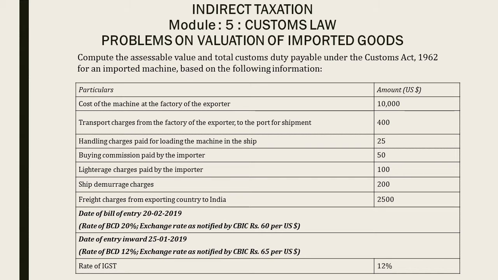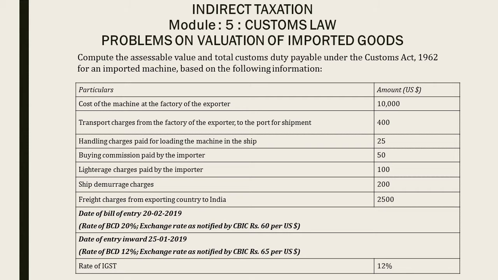10,000 US dollars, transport charges from the factory of the exporter to the port for shipment 400, handling charges paid for loading the machine in the ship $25, buying commission paid by the importer 50, lighterage charges paid by the importer 100, ship demurrage charges 200, freight charges from exporting country to India 2500.